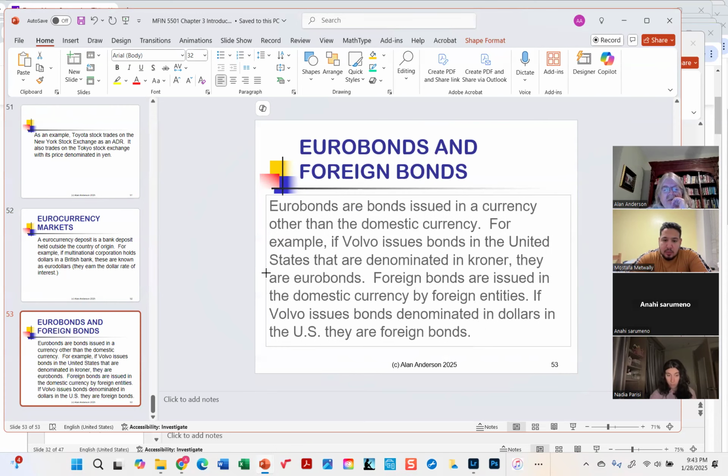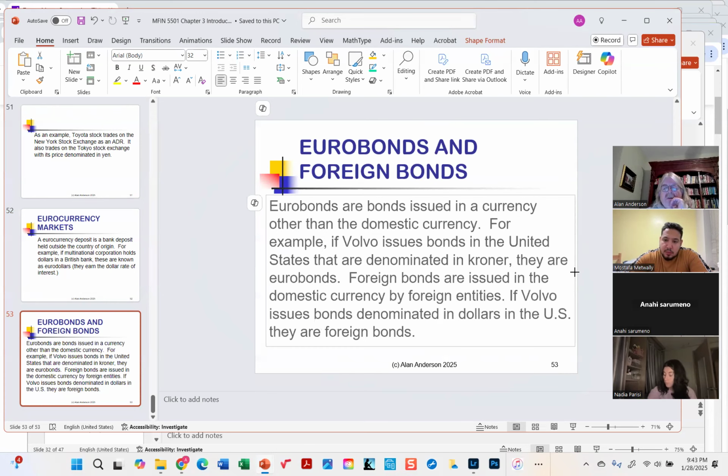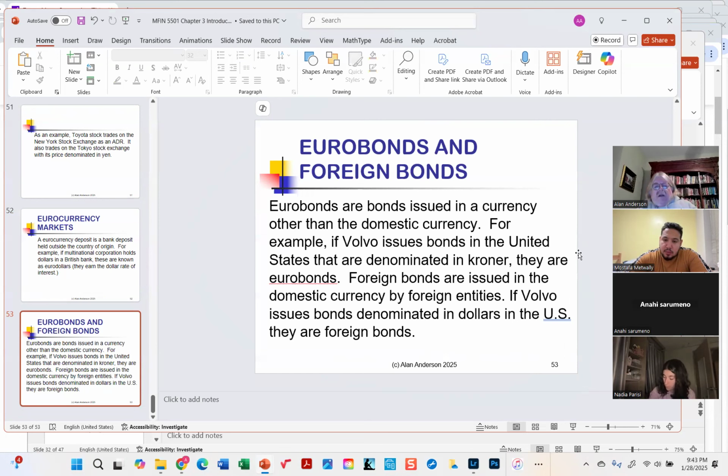So again, these are an important part of the international financial markets. You probably wonder, why is Volvo borrowing their money here, not in Sweden? It might just be that interest rates are cheaper or lower in the United States, or it may simply be more convenient to finance their U.S. operations. So it's not that unusual for foreign companies and foreign governments to borrow in the United States. It happens quite often, as a matter of fact. The question is whether their bonds are issued in dollars, which means they're foreign bonds, or in their own currencies, which makes them Eurobonds.